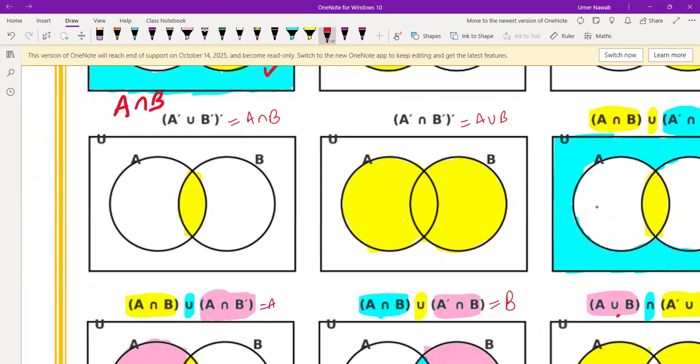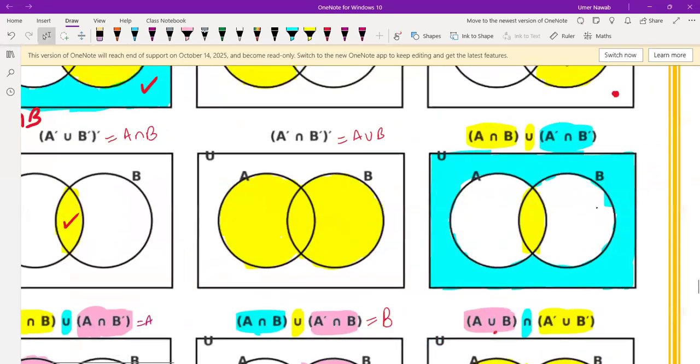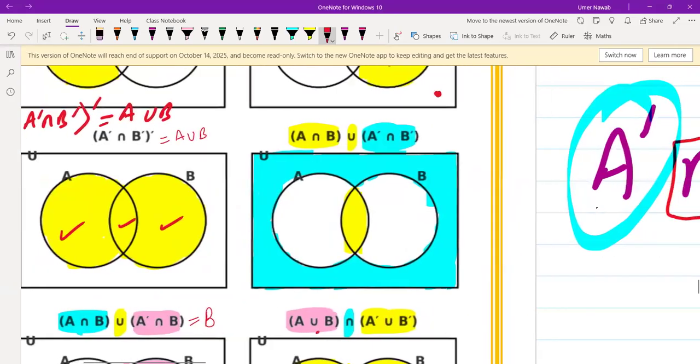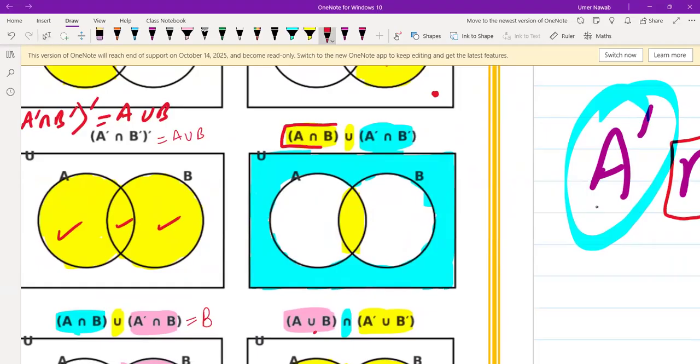If I apply De Morgan's, now A intersection B, everyone knows this is the part. Now I have (A complement intersection B complement) whole complement. Apply De Morgan's. So A union B. So I'll just take this part. This is interesting. I will do this one separately and this one separately.